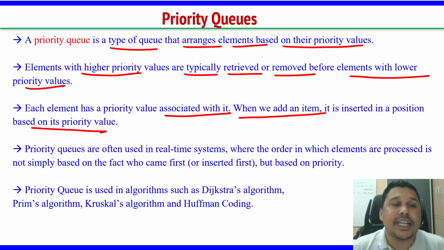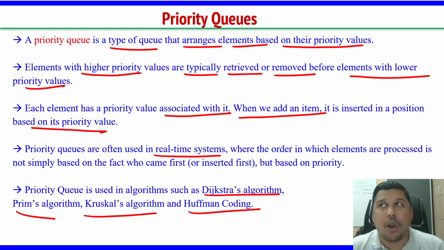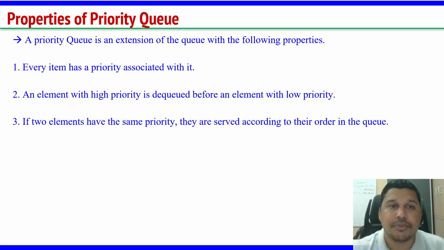Priority queues are often used in real-time systems. They are used in Dijkstra's algorithm, Prim's algorithm, Kruskal's algorithm, and Huffman coding. A lot of problems use the priority queue concept. When we study graph theory, trees and graphs, we'll see what these algorithms are. Priority queues are mostly used in trees, heap data structures and graphs, so we will see their application in these algorithms when we study them in the next course.